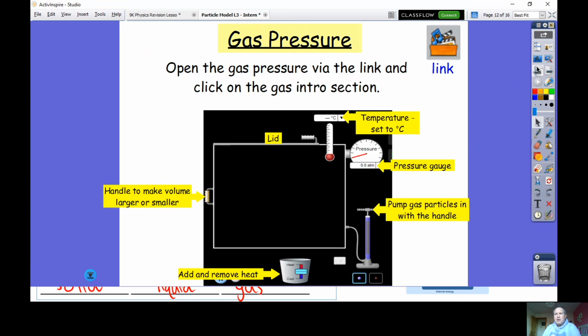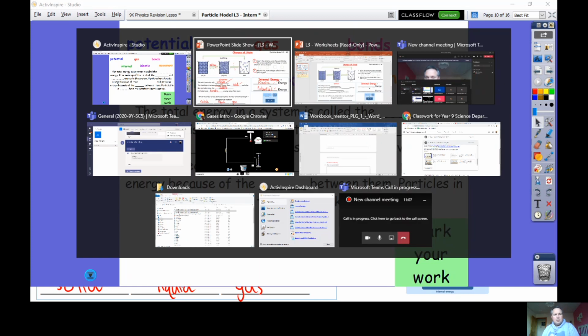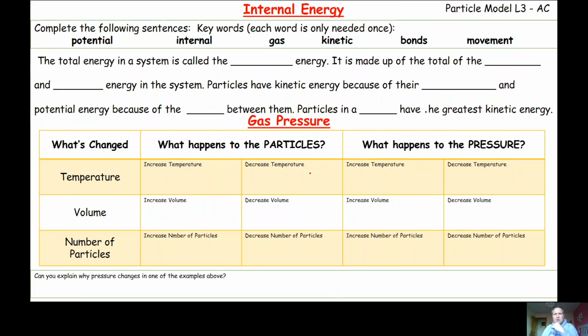Before we start our work about gas pressure, let's go to the second side of our worksheet. It has an internal energy question for you to try. Pick a word to fill in each of the blanks. One word in each space to finish the fact about internal energy. Pause the video and then we can mark the work.